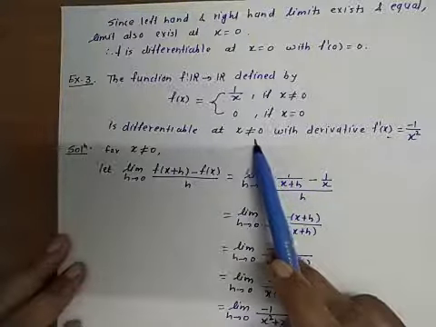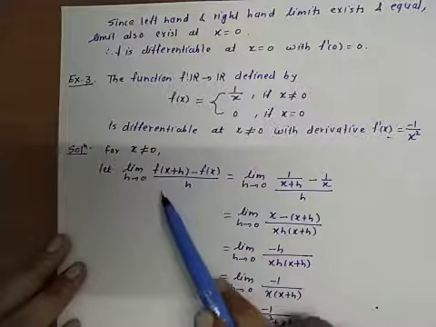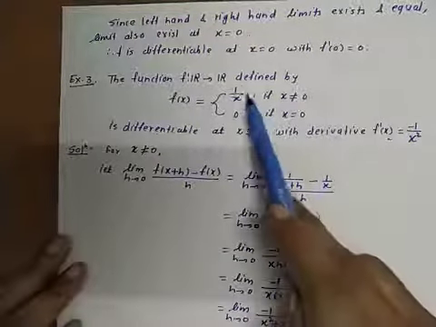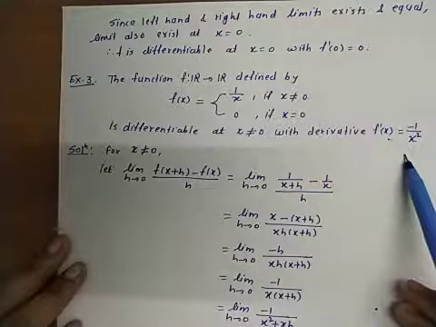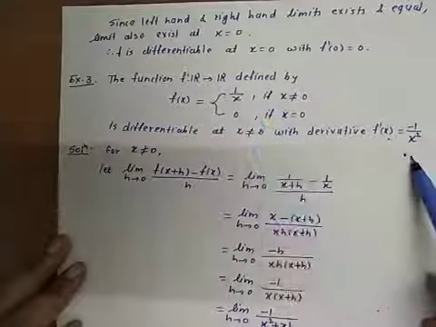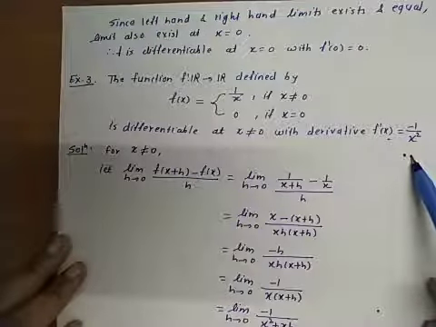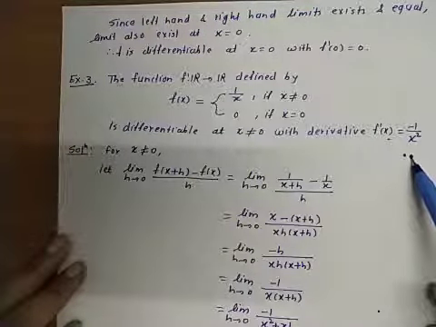So we will show that at x not equal to 0, the function is differentiable. What will be the derivative of 1 upon x? That is minus 1 upon x square. By formula, we know the derivative of 1 upon x is minus 1 upon x square. And at the point x equal to 0, we will show that the function is not differentiable.